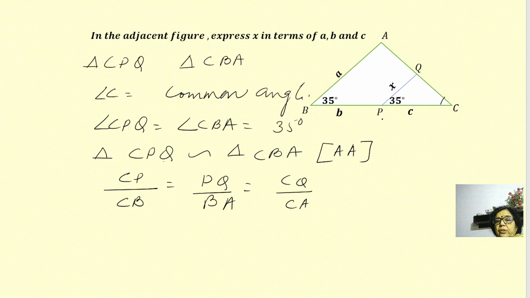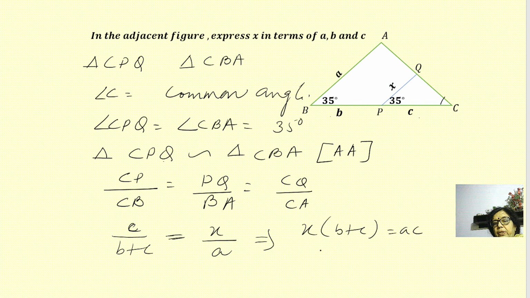Now CP measures c units, so we'll replace it with small c. CB measures B plus C. PQ is measuring X units here, and AB is measuring A. We are not taking the third ratio into consideration because we have to write X in terms of A, B and C. So with the help of this first proportion itself, we can manage the solution. So now if we cross multiply, X into B plus C will be equal to AC, which implies X is equal to AC by B plus C. So this is the final result, and this is the way we write down the result over here.